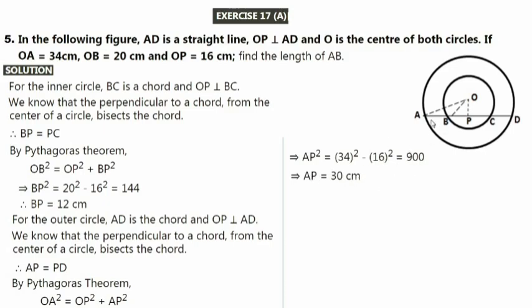So we got AP and we got BP. So your AB, as I told you, will be AP minus BP. AP is 30 and minus BP, which is 12 centimeter, which turns out to be 18 centimeter. So the length of AB, that is your answer, turns out to be 18 centimeter. Pause the video and note down your solution.